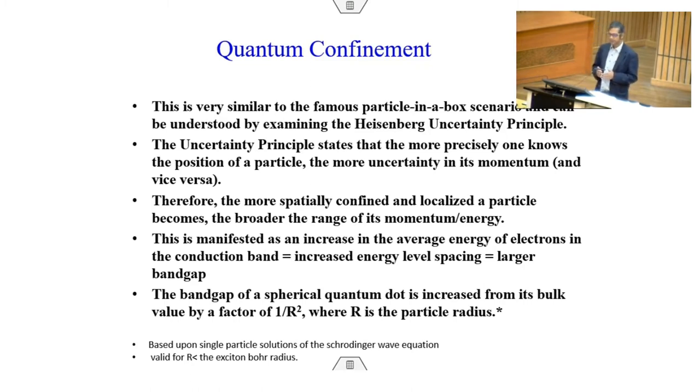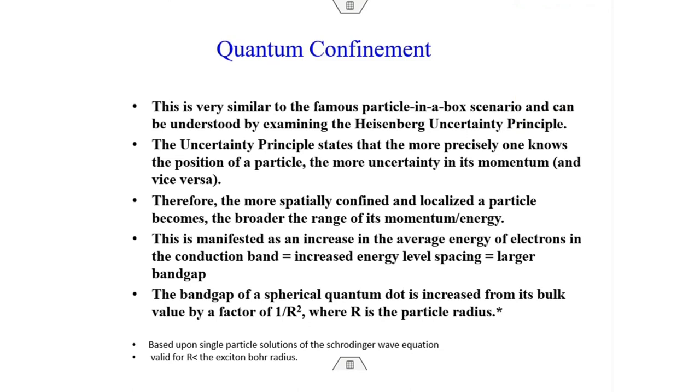And because of that, a broader range of momentum and energy of electrons is possible. This can be manifested in terms of the energy of electrons in the conduction band, with increased energy level spacing or rather larger band gaps, correct? So that's the effect we see.